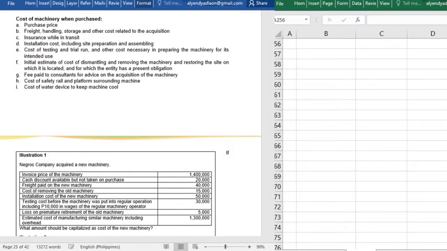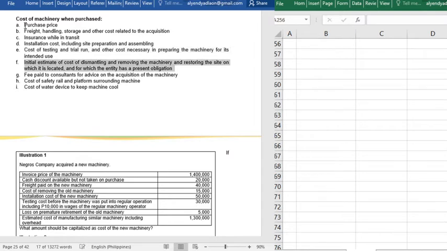The costs of machinery when purchased are: first, we have the purchase price. Then, freight, handling, storage, and other costs related to the acquisition. We have insurance while in transit. Installation costs including site preparation and assembling. Cost of testing and trial run and other costs necessary in preparing the machinery for its intended use.